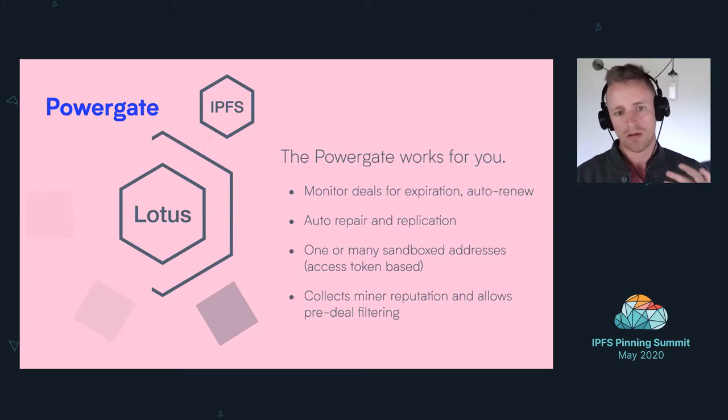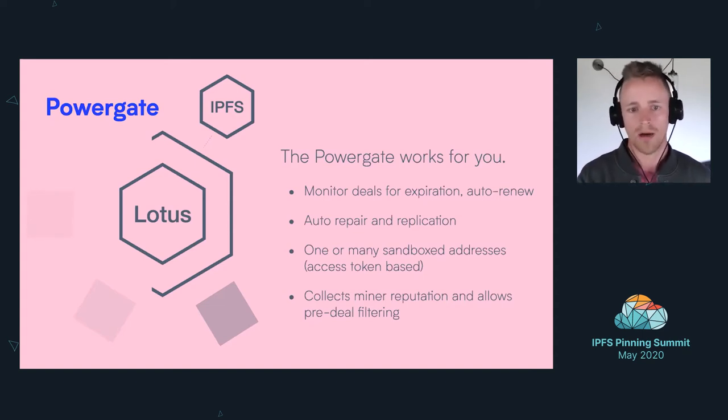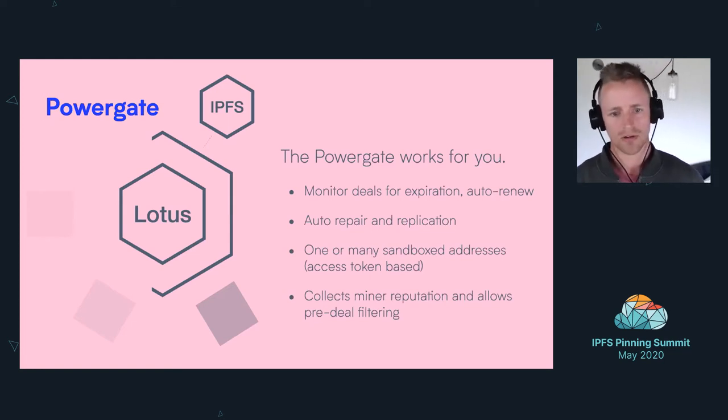And so the Powergate also works for you. It monitors deals for expiration and auto-renews them, which is a good example of that. It will auto-repair your files, so you can actually have storage configurations with replication and then auto-repair one of those replicas automatically if things go wrong. You can have one-to-many sandbox addresses, and we'll talk about that. And like I mentioned already, you can track the long-term state of the network and use that to your advantage so you can make smarter deals.